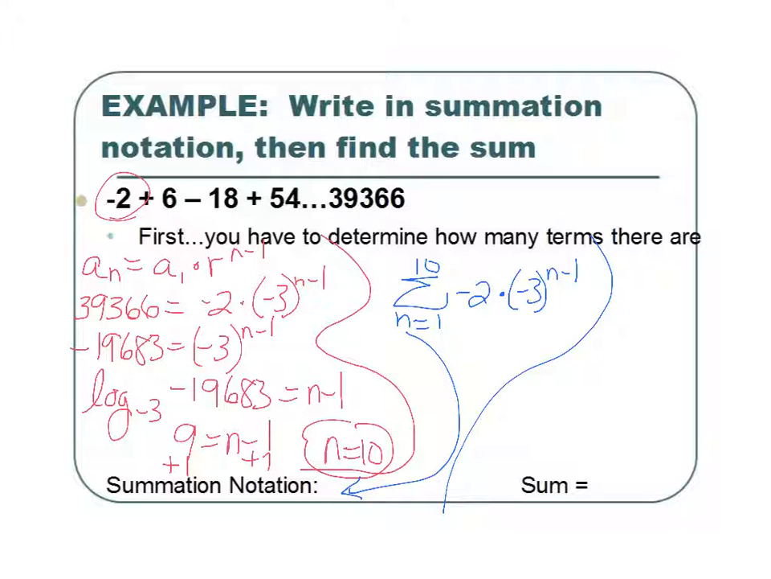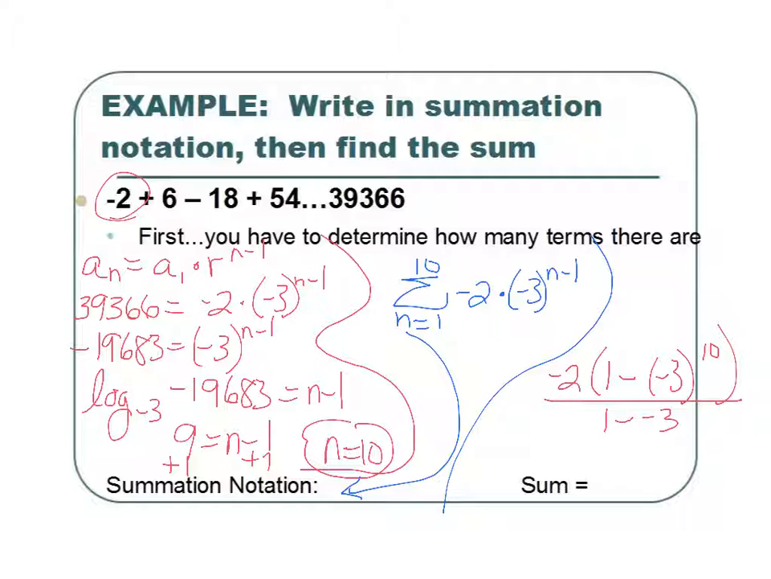Last part, actually find the sum. We have all the information we need to use your formula. So looking back at your previous notes, the formula for a geometric sum: take your first term. We know that it's a negative 2. Multiply it by 1 minus negative 3 to the 10th power. That's all over 1 minus negative 3.